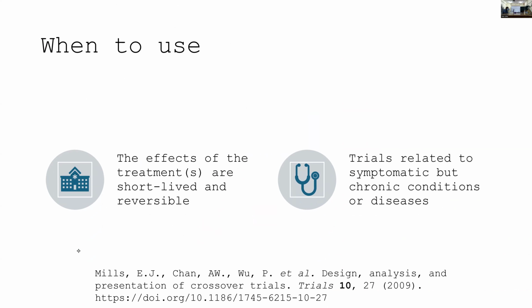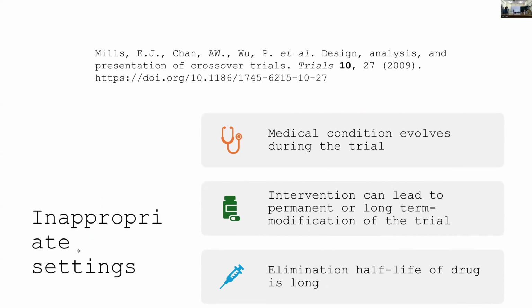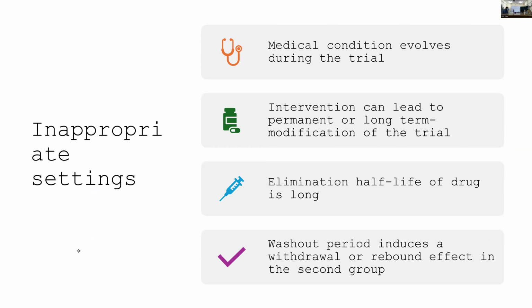So when to use these studies? One is if the treatment effect is very short-lived, then you can use it. And the underlying disease should be chronic and stable. Then you can use this design. The inappropriate settings would include, suppose the underlying medical condition itself progresses over the time period, then you cannot use this study. And if your intervention has a very short or a very long half-life, you cannot use it. And if your first intervention is going to affect the long-term result in a patient also, you cannot use it.